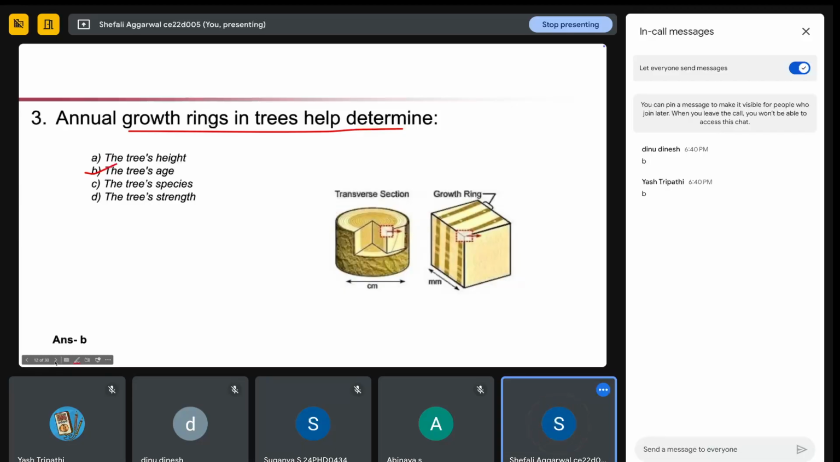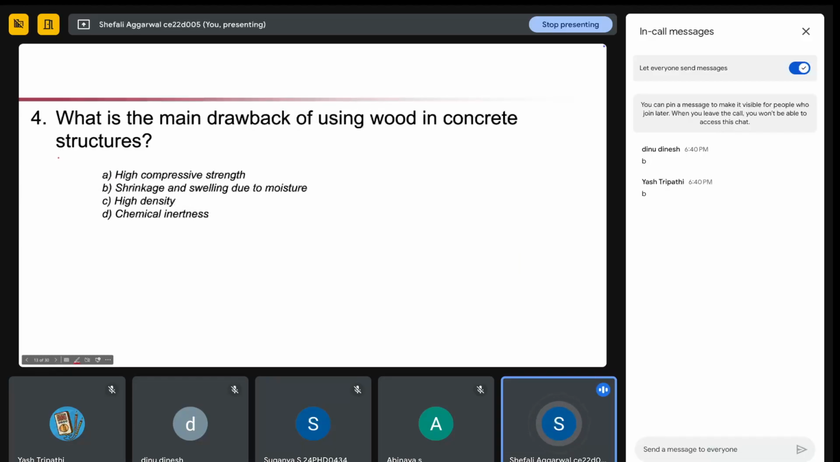Yeah, B, correct answer. Next question is, what is the main drawback of using wood in concrete structure? It has high compressive strength, it can have shrinkage and swelling due to moisture, it has high density, or there is chemical inertness. Anybody who wants to answer? This is B. Yeah, correct answer. Because of moisture there are chances of shrinkage, swelling, then chemical attack. So this is one of the main drawbacks of using wood in concrete structure.